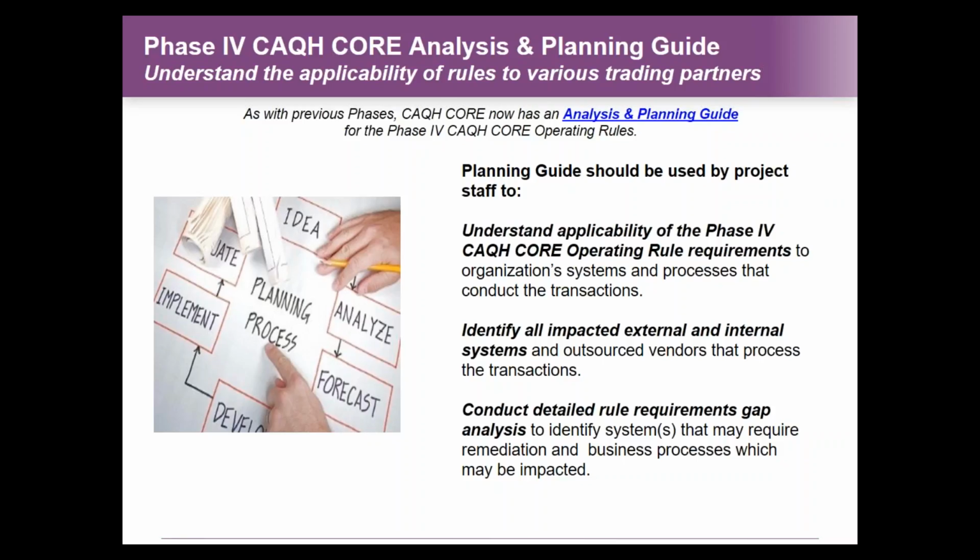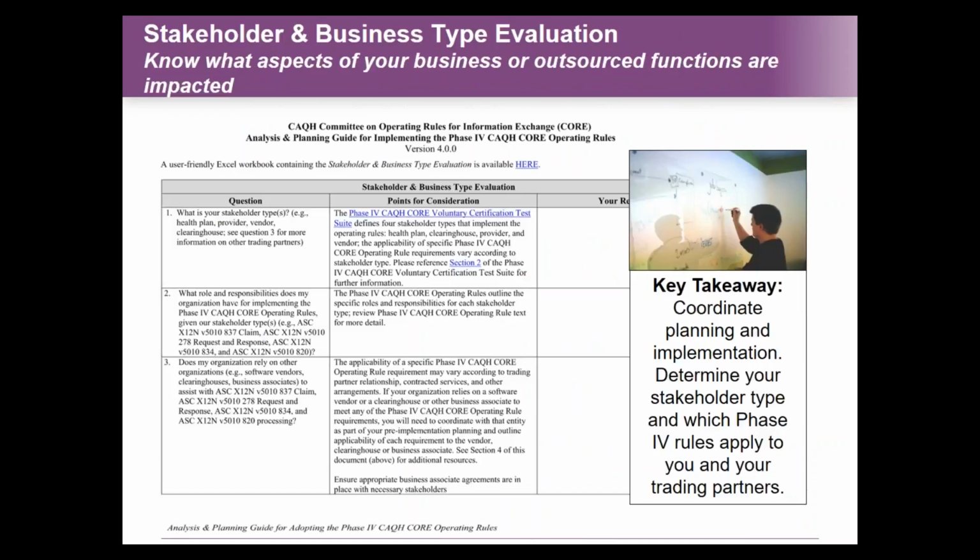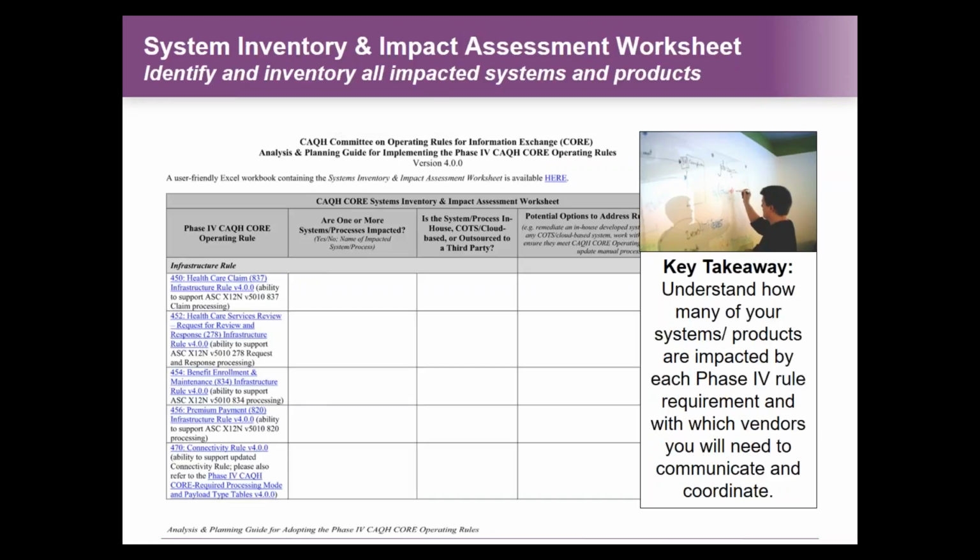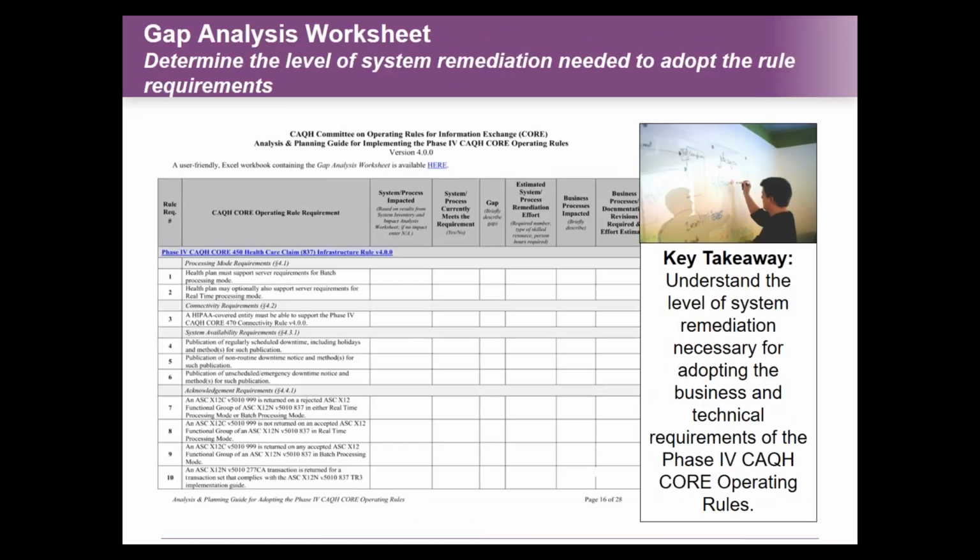On slide 32, there is the stakeholder and business type evaluation to help think about what aspects of your business or outsourced functions are impacted by the draft rules. Then we move into the system inventory and impact assessment worksheet, which helps you identify and inventory your impacted systems and products. And finally, on slide 34, the gap analysis. And this is where we have a detailed list of every single requirement within each operating rule, so you can assess what level of remediation needs to take place for you to become conformant with the rules.